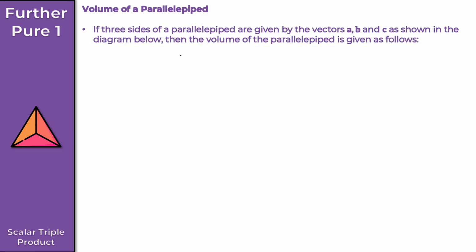So if three sides of a parallelepiped are given by the vectors a, b, and c as shown in this diagram, just in case you've never seen a parallelepiped before, this is what it looks like.